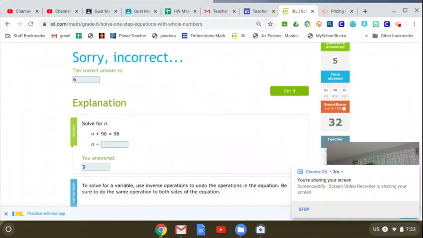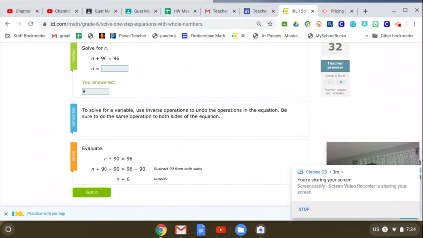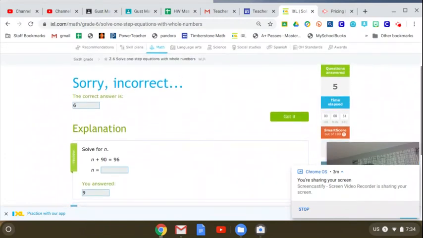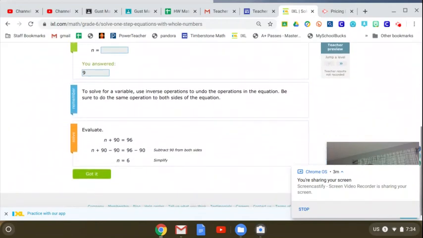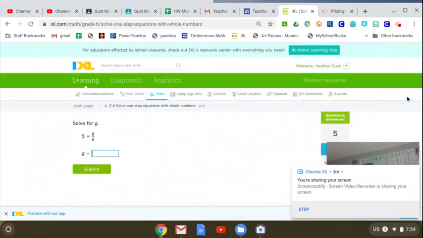It's going to show me what I answered, and it's going to tell me what I did incorrectly and how to fix that. So here it's telling me to use the inverse operation to undo the equation and figure out what I need on both sides to make the equation true. So if you are forgetting what you need to do, or you're not understanding what you need to do, remember that you can go back and look at an explanation, and then hopefully that'll help you figure out what needs to be done as well.